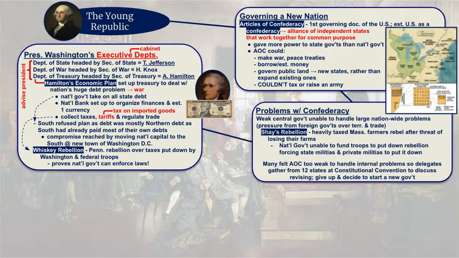We're also going to establish a national bank set up to organize the finances and establish one currency. Instead of having 13 different currencies, let's have one. That'll make things simple. And unlike the Articles of Confederation that could not tax, this one can tax. It's also going to start to impose tariffs, which are taxes on imported goods, things that come into the country.